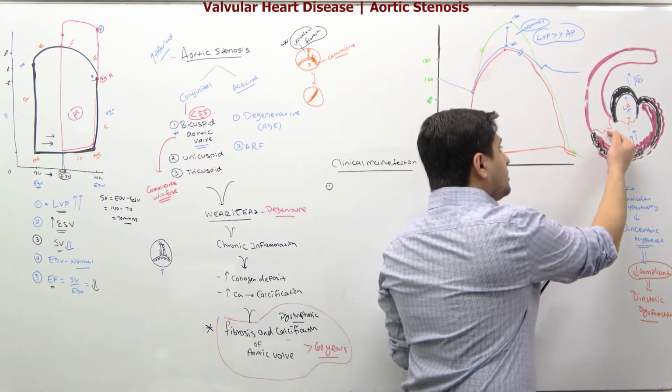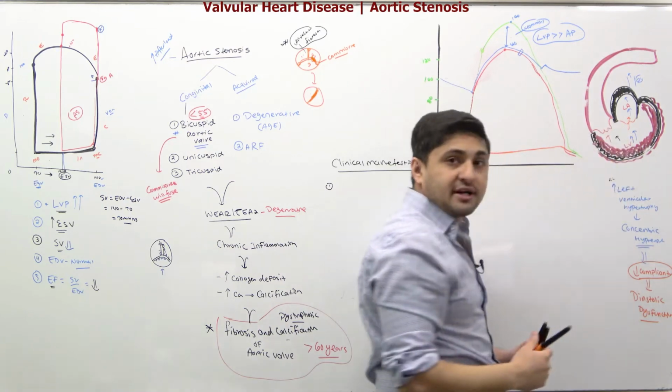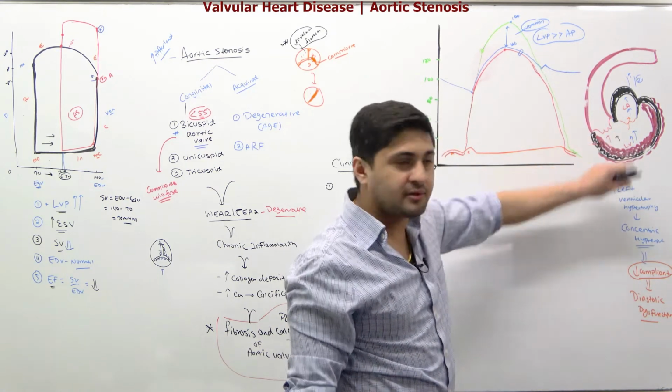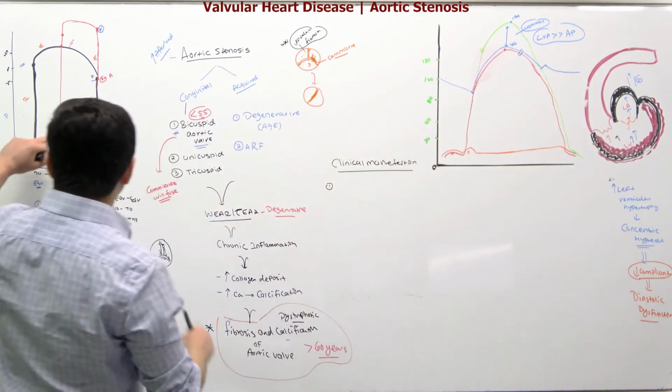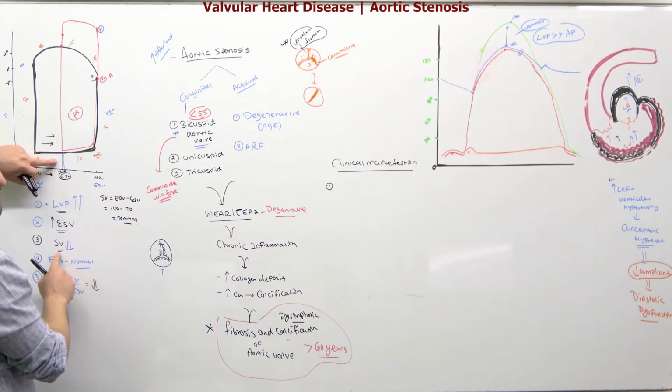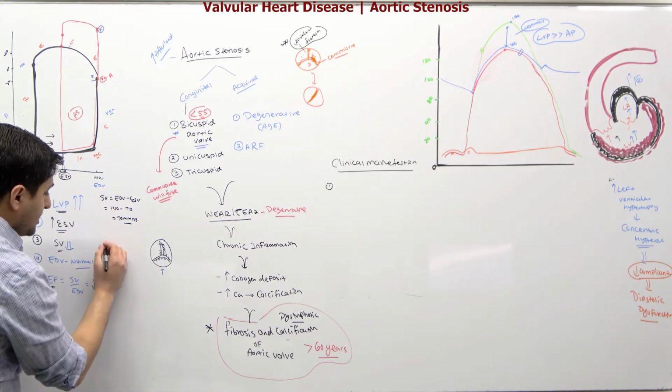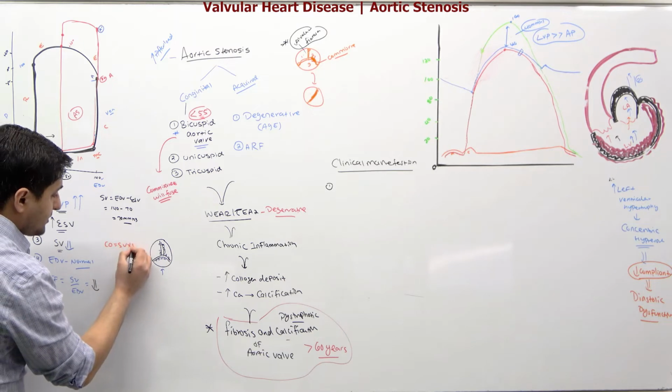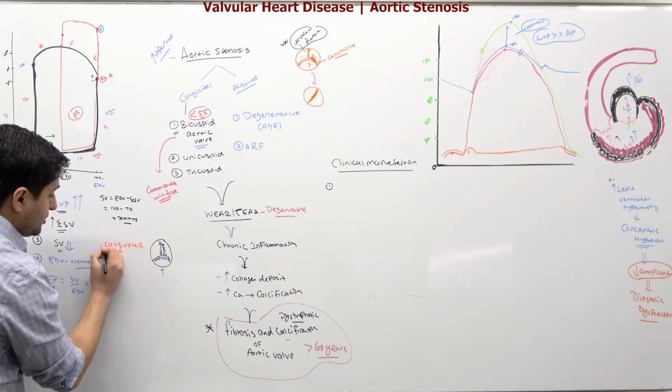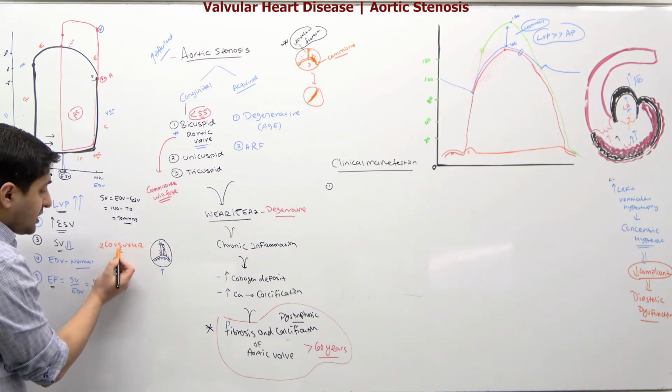Higher pressure is needed in order to generate enough cardiac output, correct? That's what happens. Now think about it. In our diagram, what really happens is that stroke volume is decreased. Cardiac output is equal to stroke volume times heart rate. If you decrease your stroke volume, you decrease your cardiac output, because cardiac output is directly proportional to stroke volume.